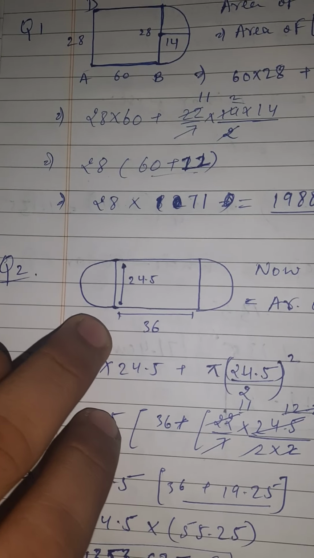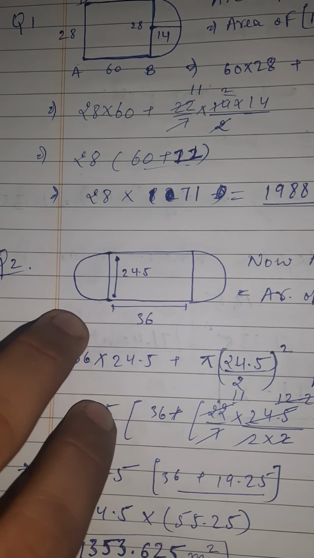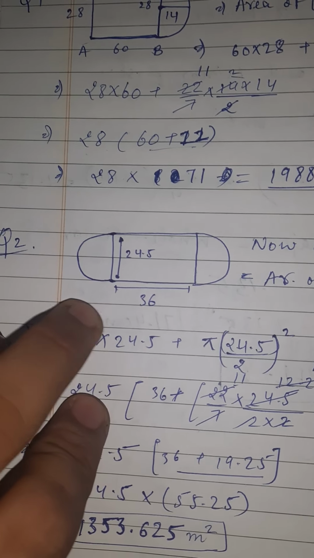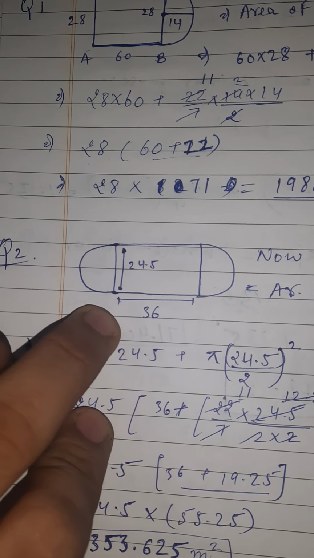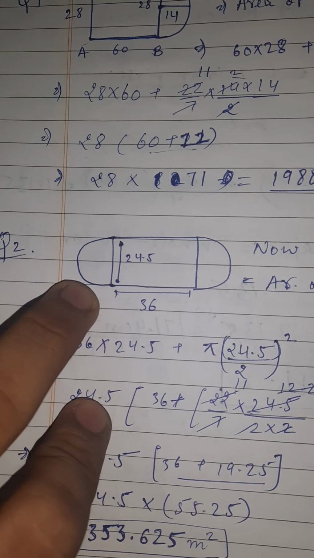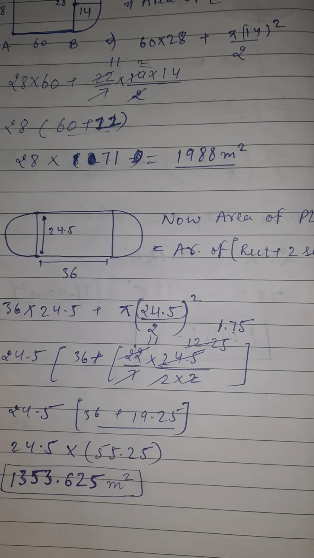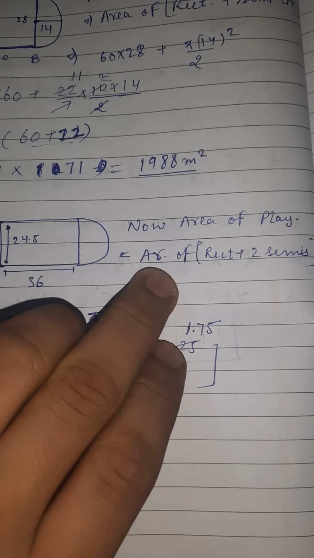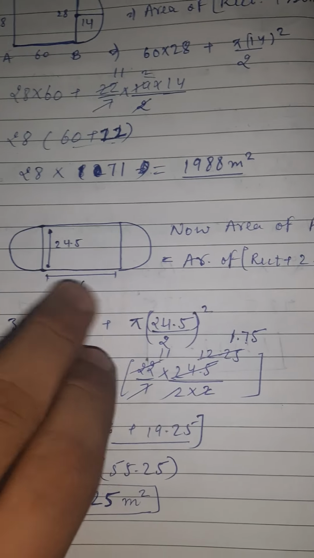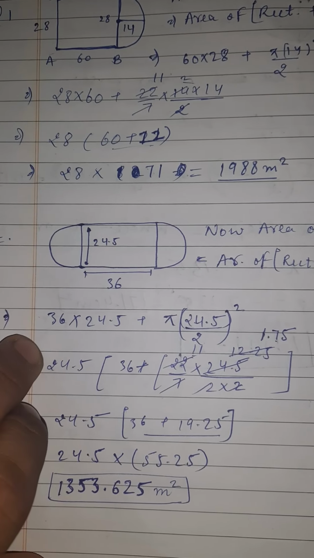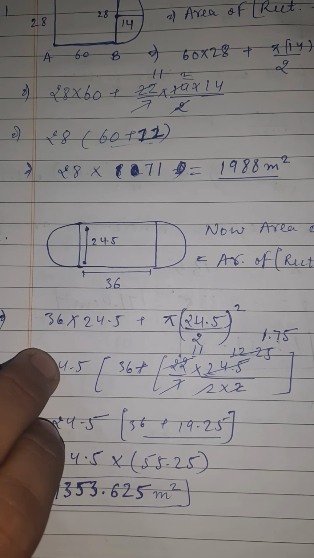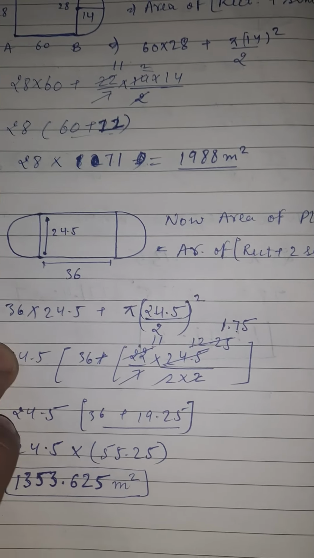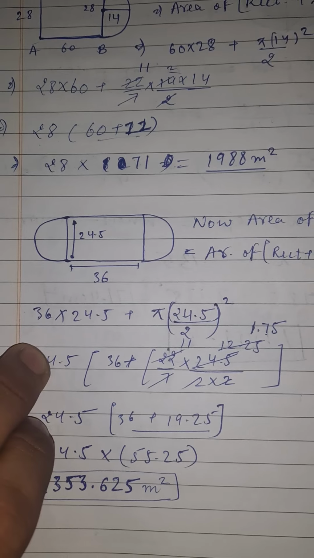Let this be the rectangle and the smaller sides have a diameter of two semicircles, and we were provided that the measurements of this rectangle are 36 by 24.5. Now for the area of the playground we need to find the area of the rectangle and two semicircles. So for the area of the rectangle it will be 36 into 24.5, length into breadth, and for two semicircles it will be pi r square by 2 into 2.